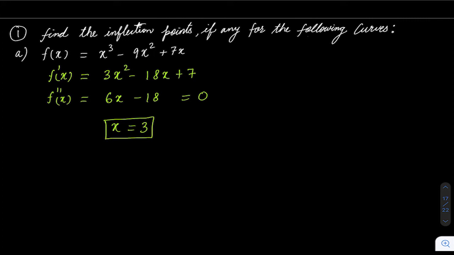Okay. Now, once you get f double dash x equal to 0 and you get a point, this point could be an inflection point. So we have to check. How will we check? We will see the sign of f double dash x. At 3, I definitely know its value is 0. So that's how we find x equal to 3.